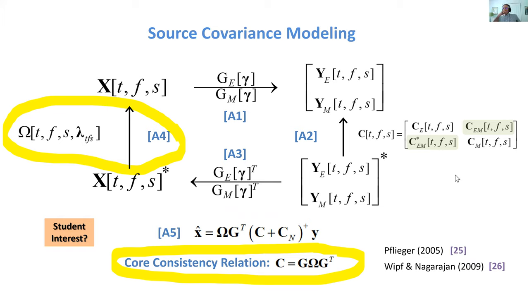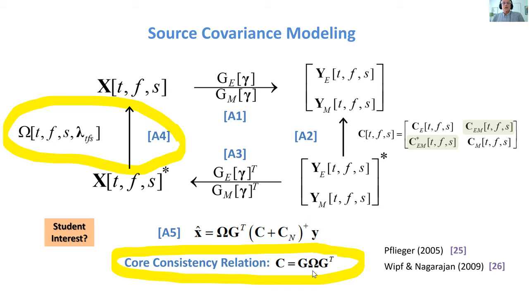Source covariance modeling. Okay, so this is a more challenging but interesting problem. How could we model this one? So in this paper, the authors treat this as the prior of a Bayesian estimator. And they also provide ways to estimate it from the data, using this relationship here. I also attempted this myself in this paper.